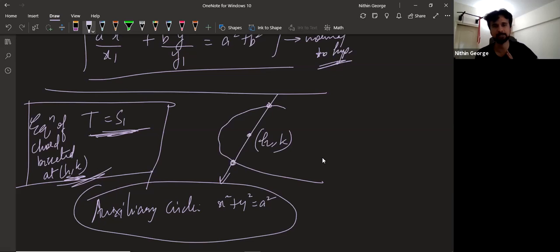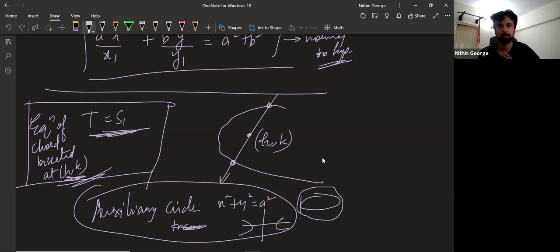It'll have the transverse axis as the diameter. Okay, this is applicable for ellipse and hyperbola. So it'll look like this. Okay, it goes through the vertices. That's the idea. The transverse axis will be the diameter. So just remember this much.